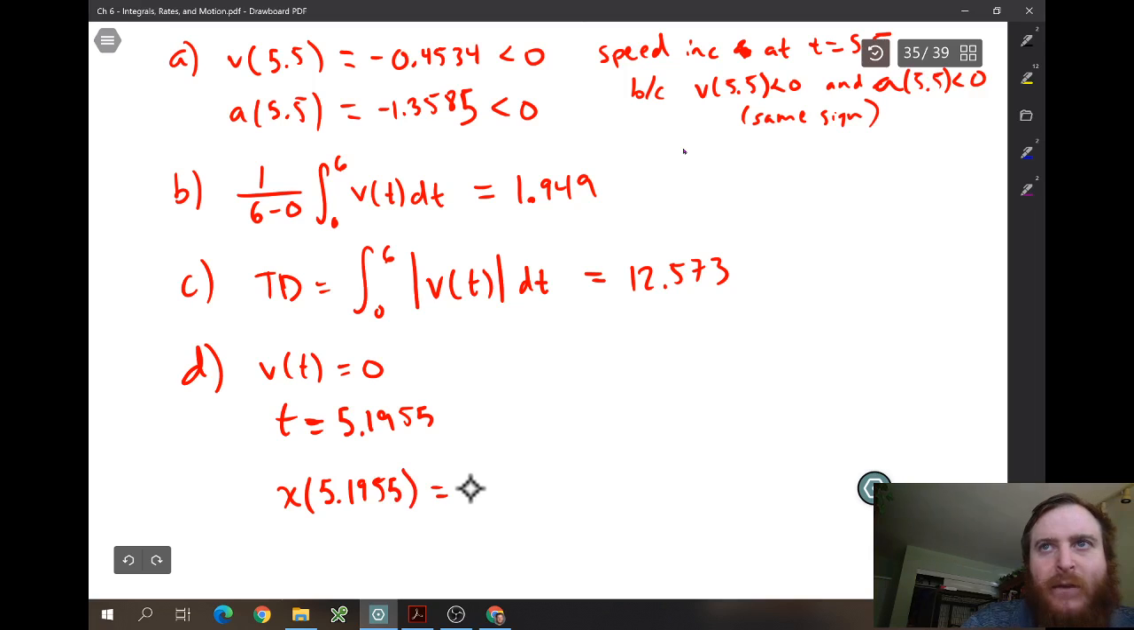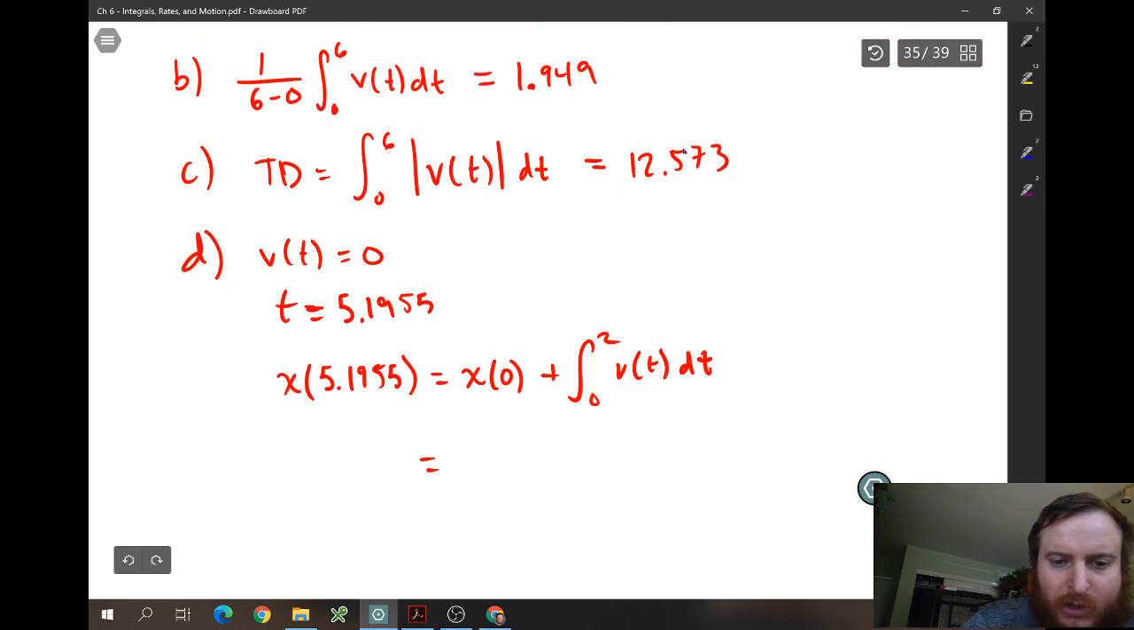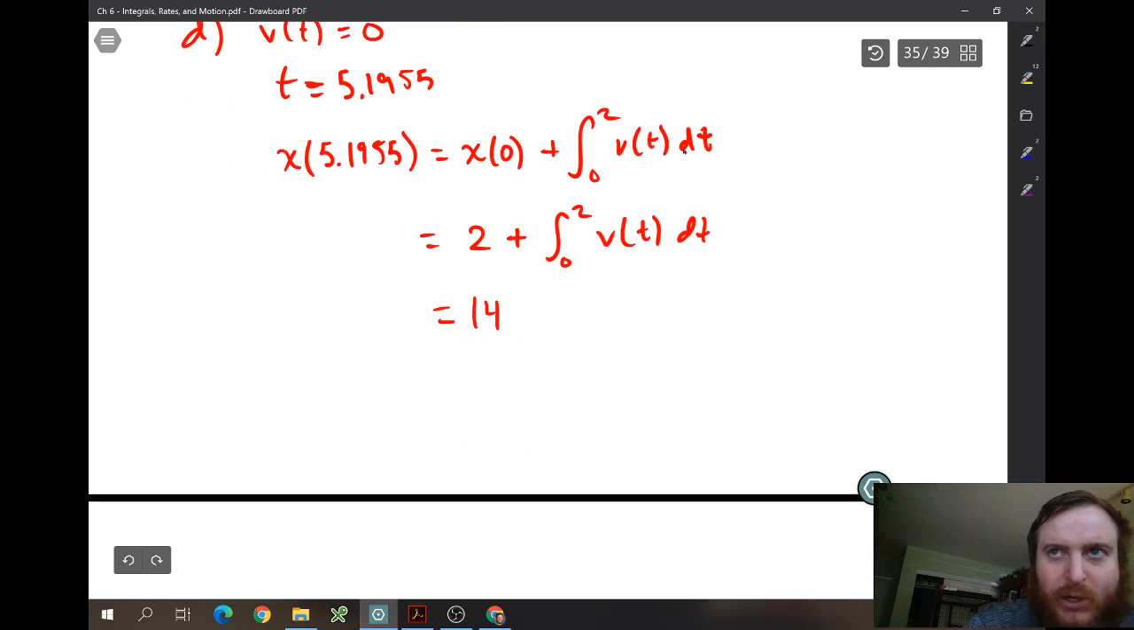x of a, we were given the position x of 0 was 2, so we're going to use x of 0 plus the integral from 0 to 2 of v of t dt. That's just that FTC. So we're going to say that this is 2 plus the integral from 0 to 2 of v of t. Type that into your calculator, and you'll end up with something around 14.134.